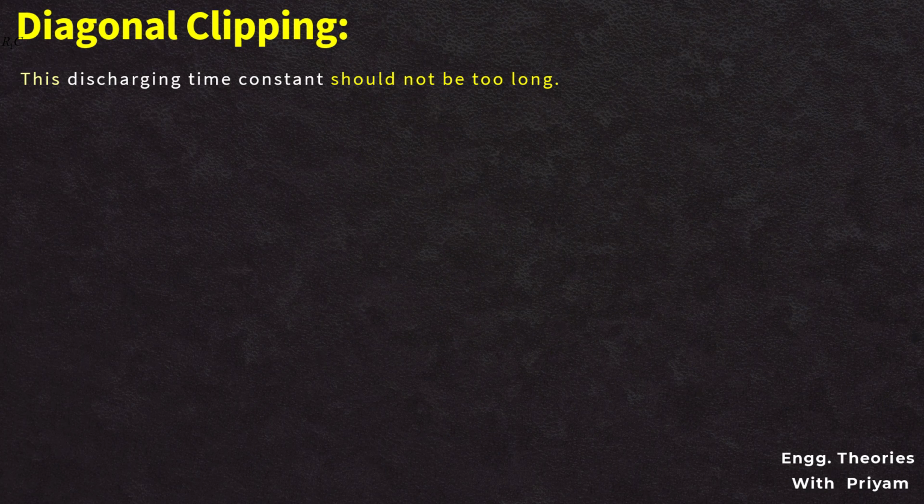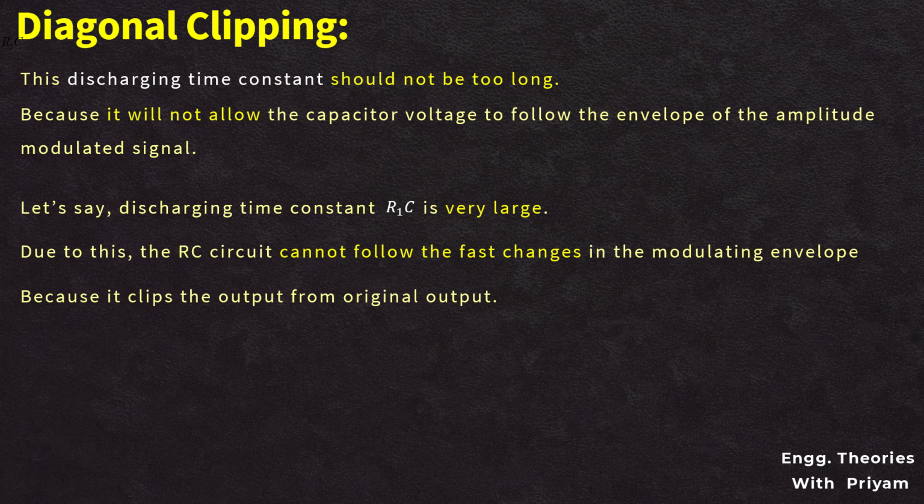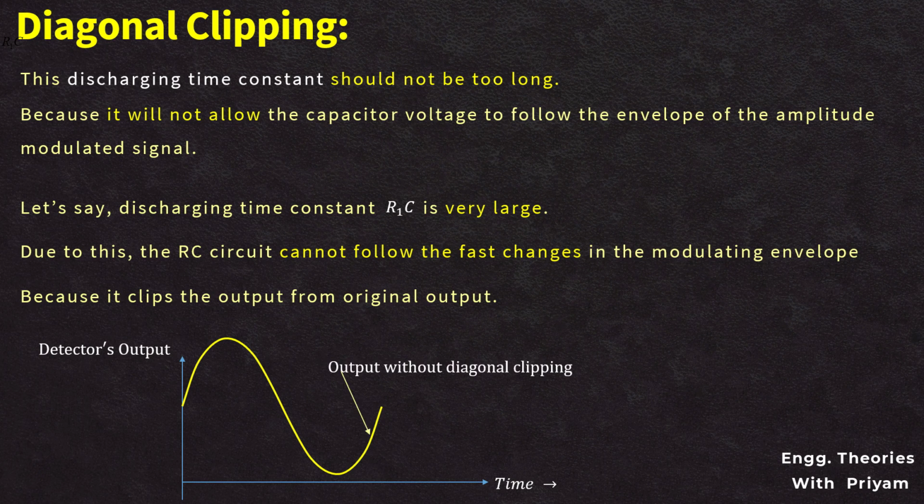In the selection of the RC time constant, we have said that this discharging time constant R1C should not be too long, because it will not allow the capacitor voltage to follow the envelope of the amplitude modulated signal. Let's consider a case where this discharging time constant R1C is very large. Then the distortion occurring in the output of the envelope demodulator is known as diagonal clipping. Due to this, the RC circuit cannot follow the fast changes in the modulating envelope because it clips the output from the original output. So the detector's output without the diagonal clipping looks like this, and the actual detector's output with the diagonal clipping looks like this.